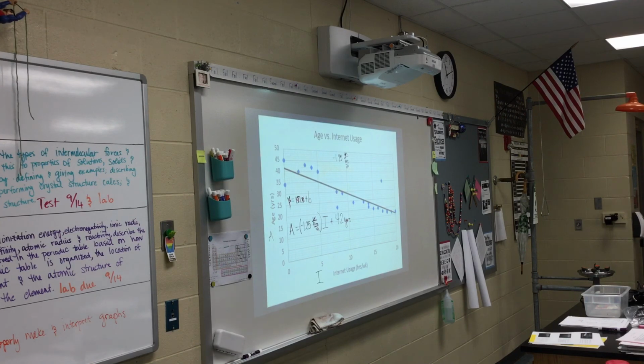Okay? That equation is specific for this graph. It's specific for this set of data. It is specific for the topic or the content that we might be graphing. That's how we use graphing in physics. Do you have any questions?